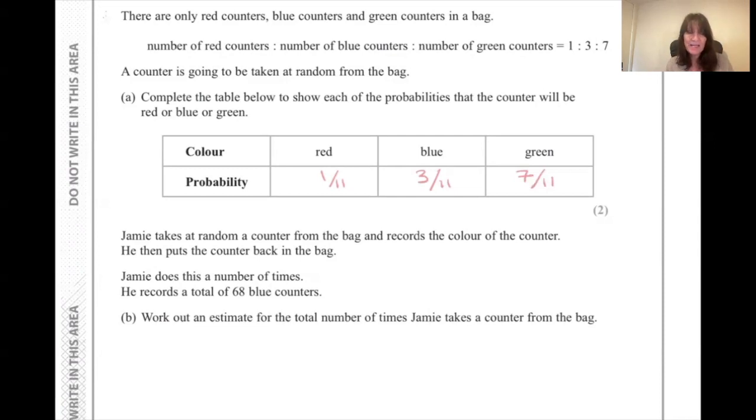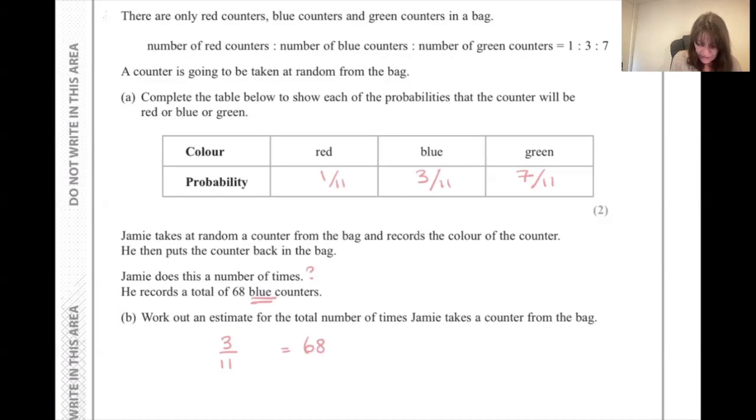Now, Jamie takes a random counter from the bag and records the colour. He puts the counter back, so that total is not changing. Every time he takes one and looks at it, it goes back in, and it's the same total that we're taking from. He does this a number of times. We don't know how many times he does it. All we know is that he gets a total of 68 blue counters. So, blue counters. The probability of getting blue was 3/11, and we got 68 of them.